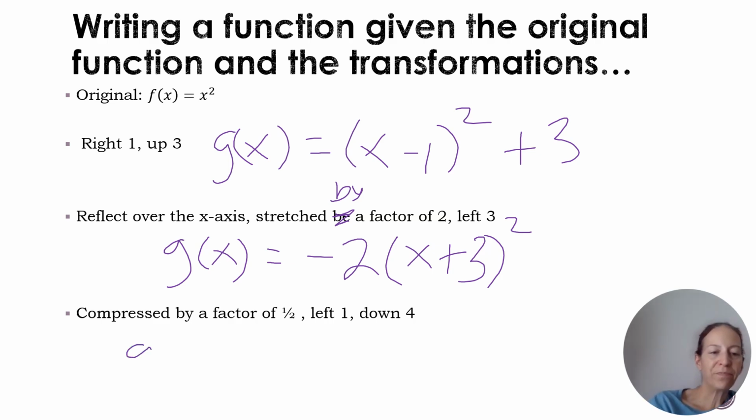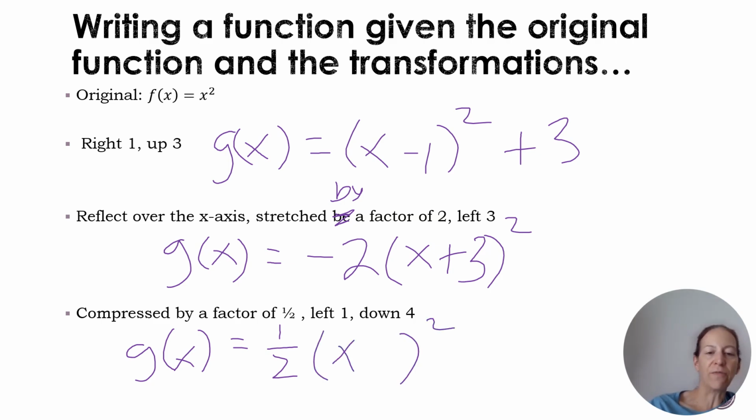For the last one, we are compressing it by a factor of 1/2. That just means you're going to multiply it by 1/2. To make it go left 1, that would be x plus 1. And down 4 means we would subtract 4 on the outside. Typically, people will give you the transformations in that order. They don't have to, so somebody could say down 4 and then left 1 so that they're not going in the same order. But usually they are, so that can be something nice to remember when you're doing these problems.